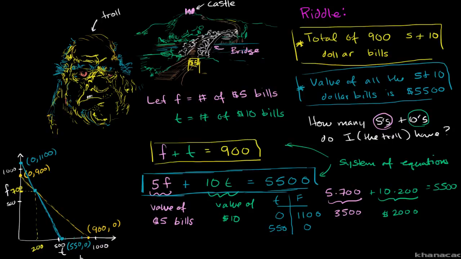So this looks right. And so we can tell the troll, I know how many $5 and $10 bills you have. You have 700 $5 bills, and you have 200 $10 bills. The troll is impressed, and he lets you cross the bridge to be the hero or heroine of this fantasy adventure.